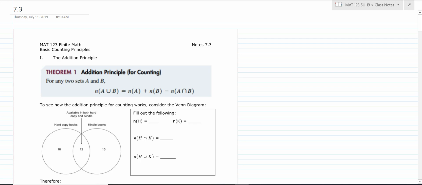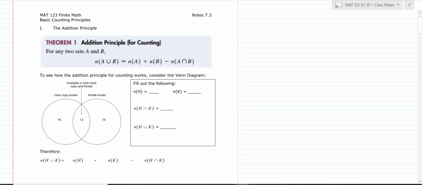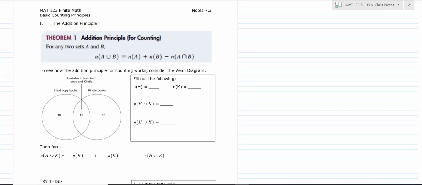So the first thing I'd like to look at is this addition principle for counting. I want to explain how this formula works with a Venn diagram. So what this is saying is you have two sets, A and B, and the union of the two sets is going to be the sum of the members in the two sets minus the intersection between those two sets. So let me explain how this formula works in this Venn diagram below.